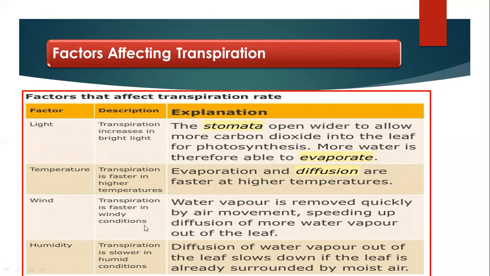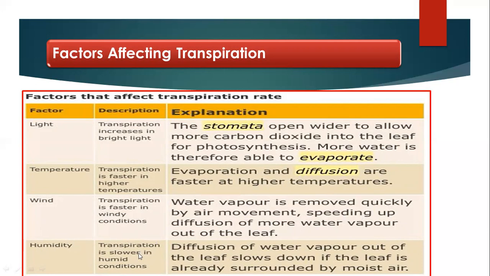transpiration is faster with windy conditions, because if there is wind around the plant in the environment, it will remove the water vapor, and it will move quickly by air movement, and this will have to be replaced by more water from inside the plant, so the rate of transpiration will be more. Humidity is the only factor that is inversely related to the transpiration rate.